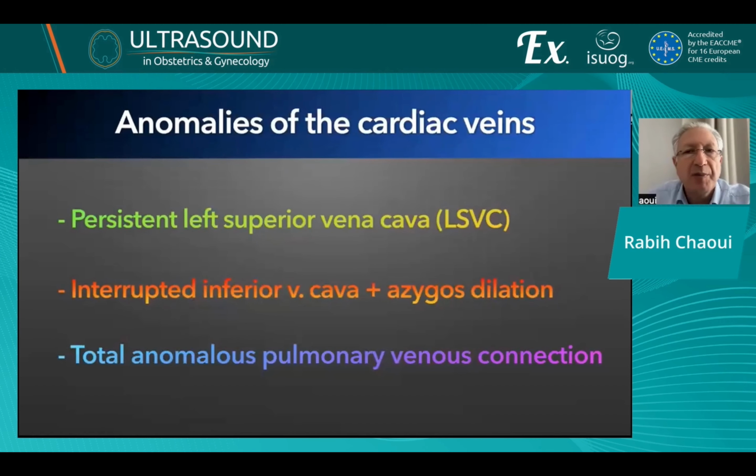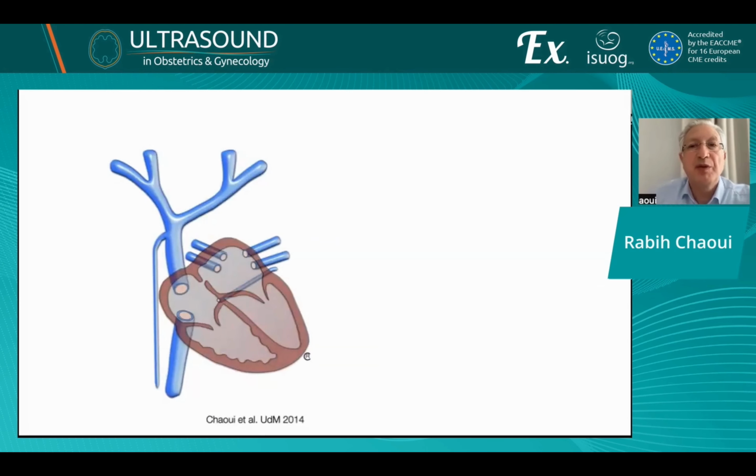The three topics I'm going to discuss with you today are the persistent left superior vena cava, the interrupted inferior vena cava with azygous dilation, and the total anomalous pulmonary venous connection. Let's start with the first one.